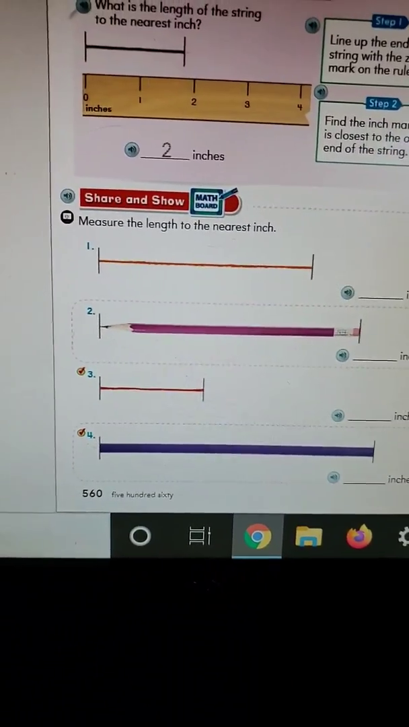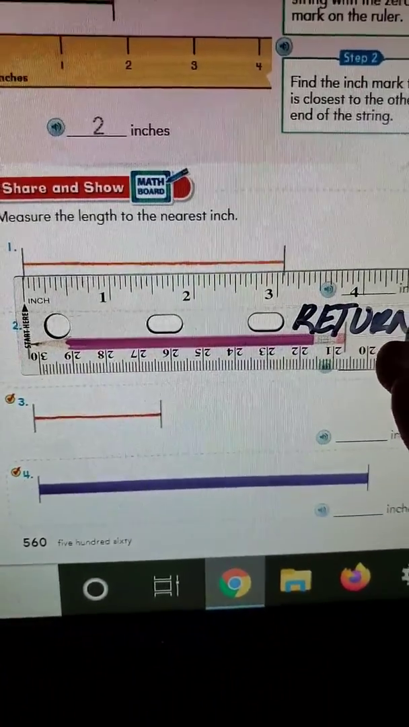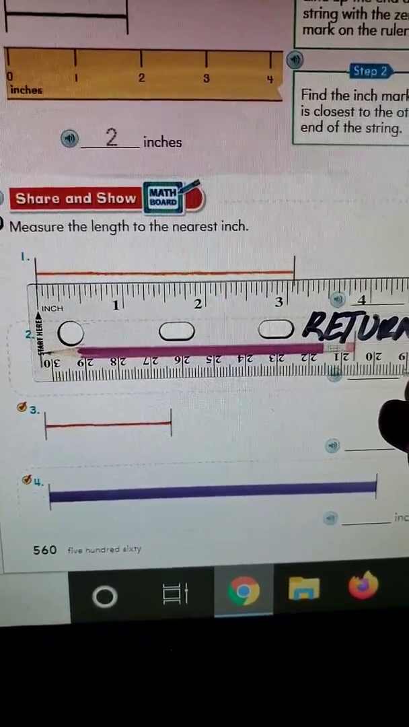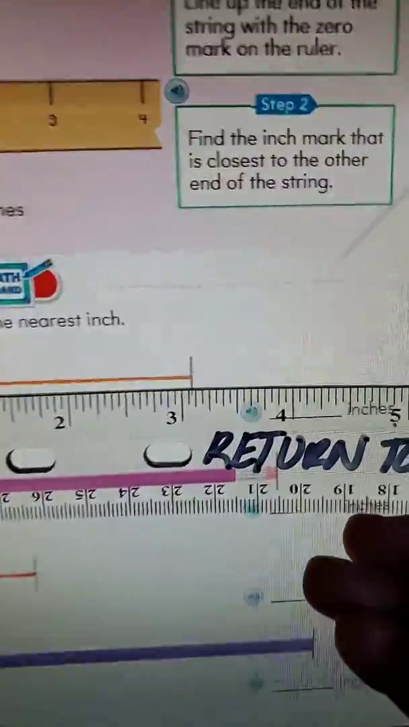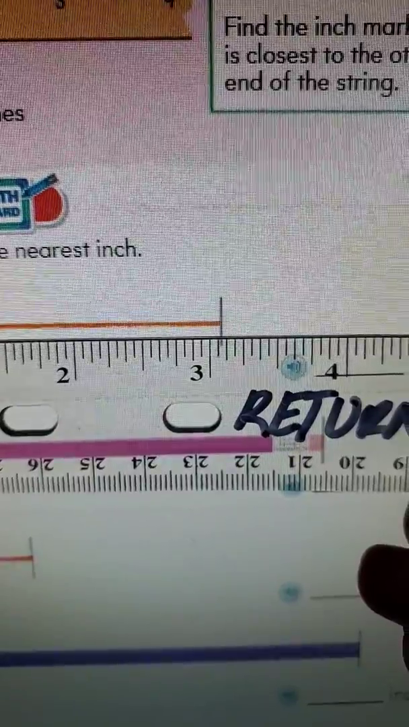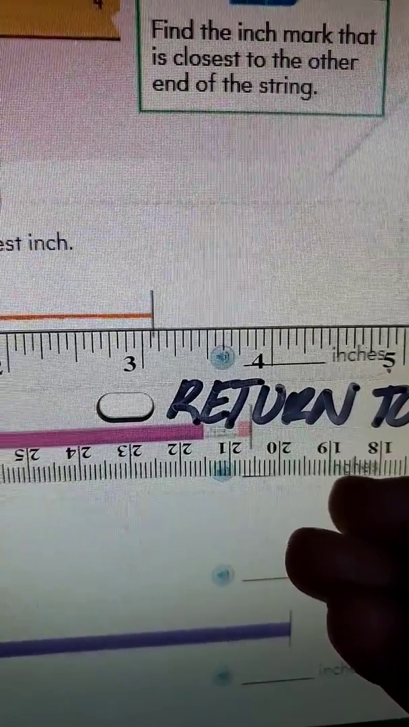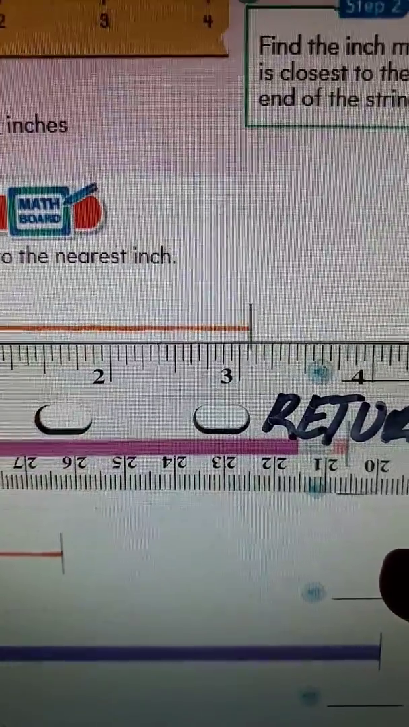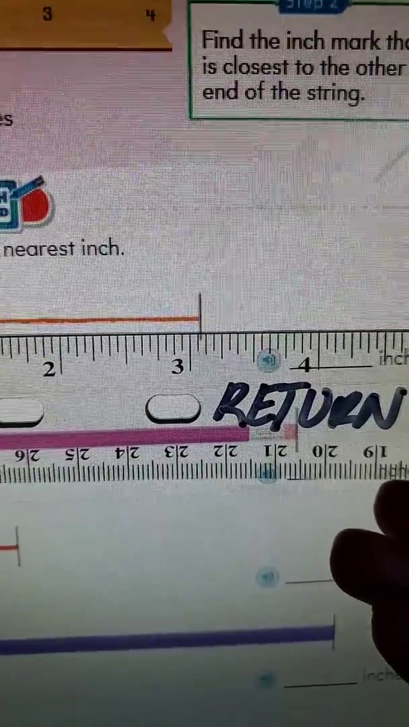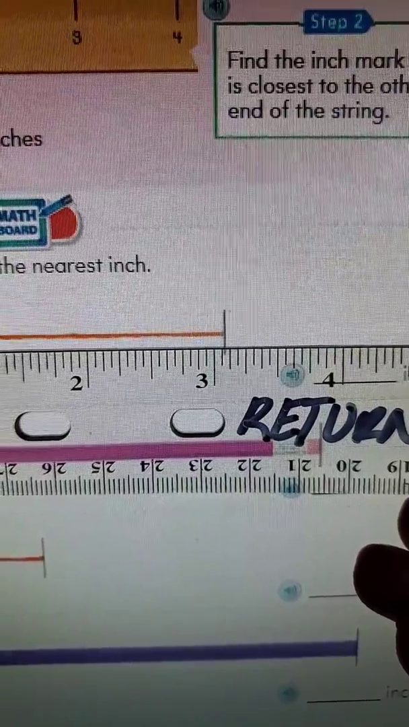So if we come down here and use our ruler on this string segment right here, and I lay this up against here, you can see that that end mark comes past the 3, but it's not closer to 4 than it is to 3, and it's definitely way past 2. So number 1, the nearest inch would be 3, okay?